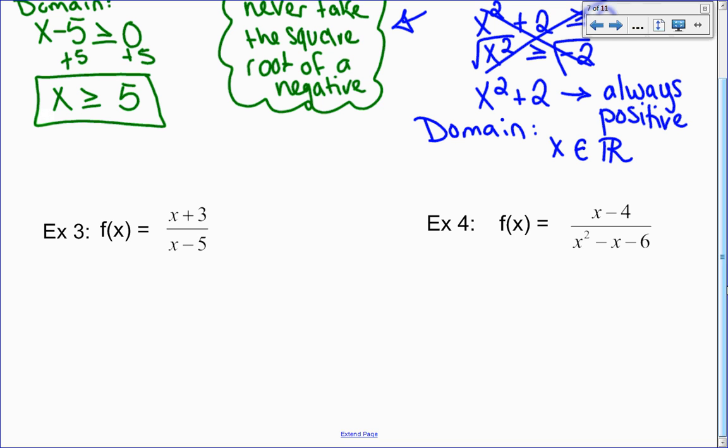Example 3 and 4, we're dealing with fractions again. So with fractions, you're going to think we cannot divide by 0.